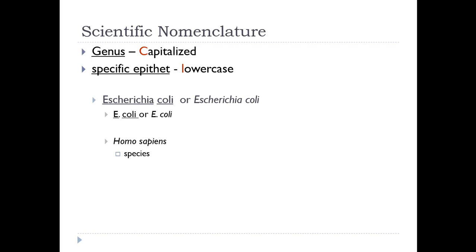So as an example, we have the Escherichia coli, or E. coli, which we commonly abbreviate with the first letter of that genus. And I guess we italicize both words, yeah. Homo sapiens, that's us, humans.